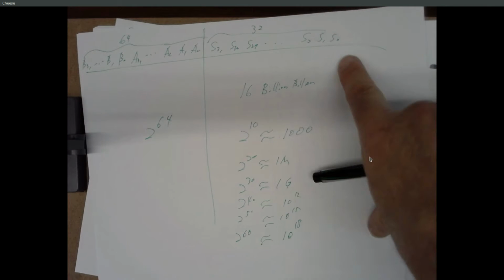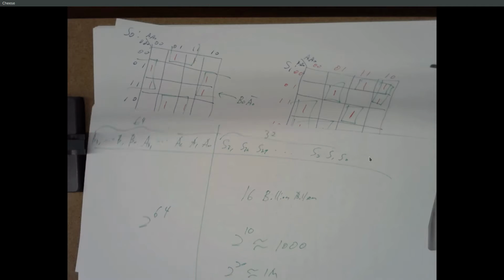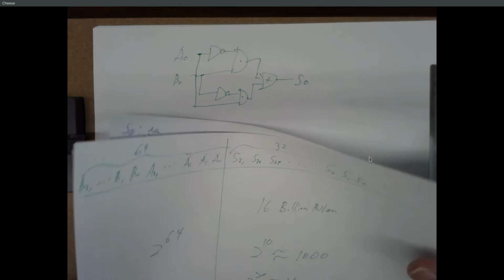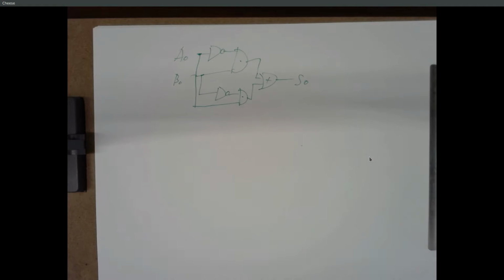And guess what? Half of those are going to be 1s for S0. So you're going to have 8 billion product terms that you need to feed into an 8 billion input OR gate. Okay, this is not how we design adders, obviously, because the whole universe would be repurposed to just making a single 32-bit adder. So there's got to be a better approach to this.